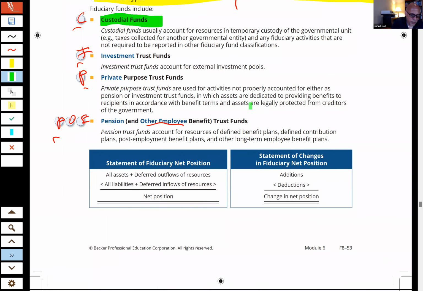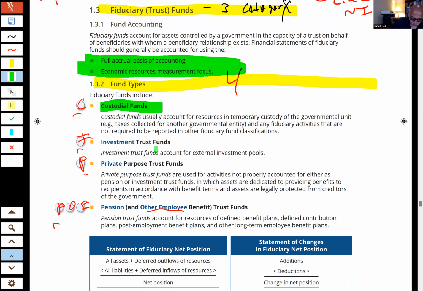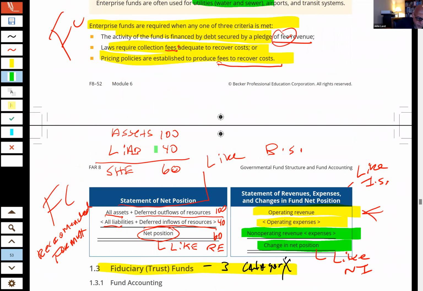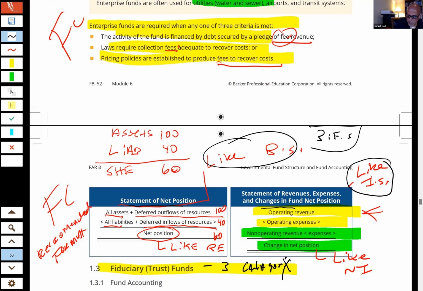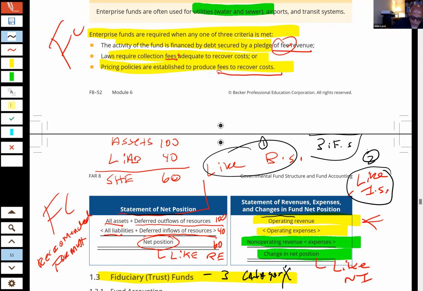Now, when we look at the financial statements, by the way, for our proprietary funds, there are 3 financial statements. Okay, 3 financial statements. The statement of net position, which I said is like the balance sheet, the statement of revenues, expenses, and changes in fund net position, which I said is like the income statement. So you're saying, well, what's the third one? The third one would be the statement of cash flows. I'll write it up here.